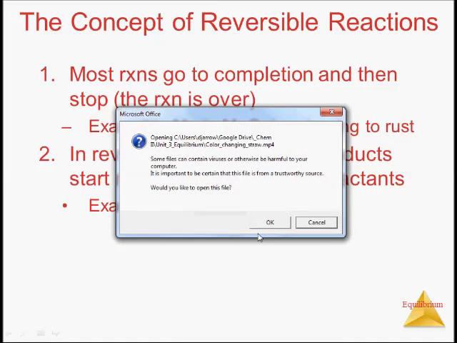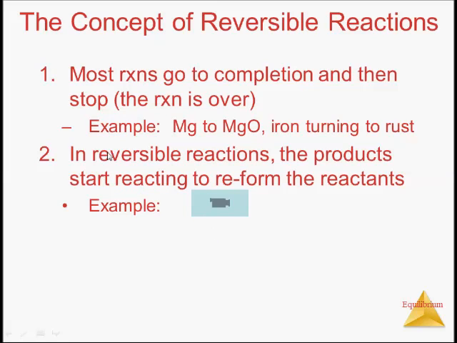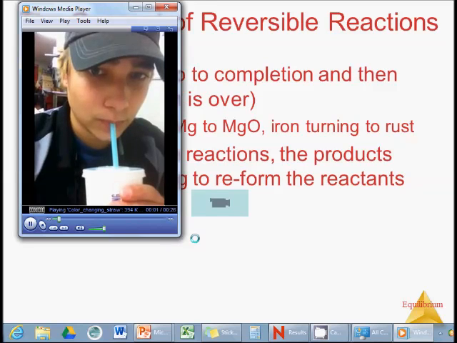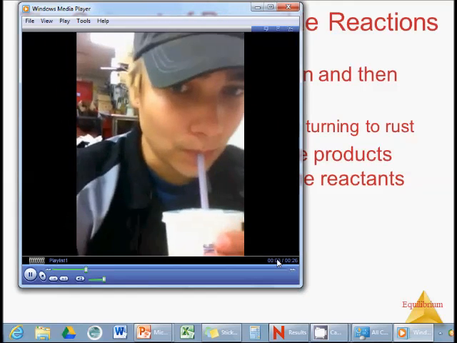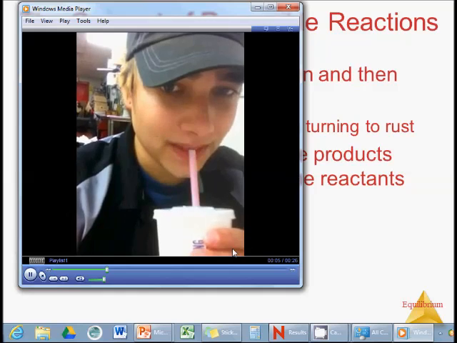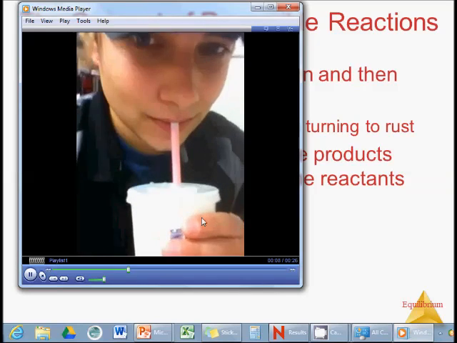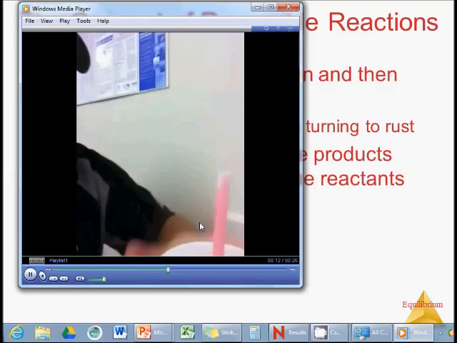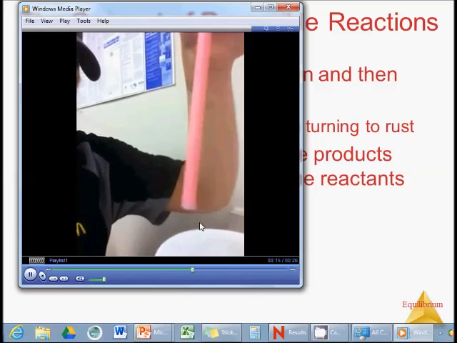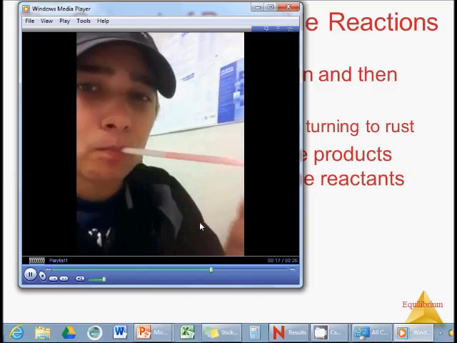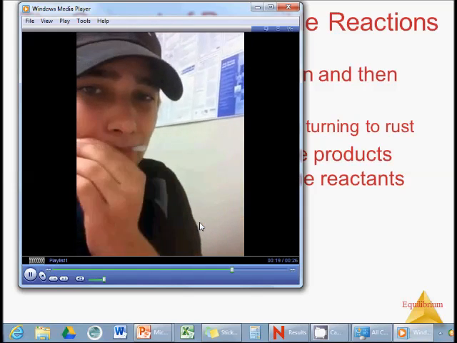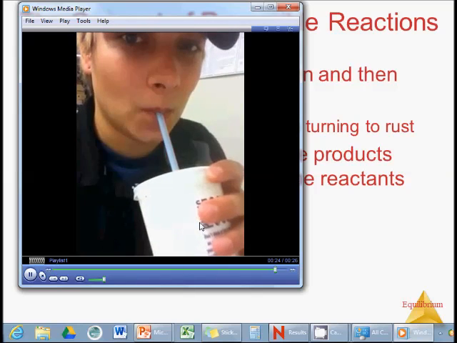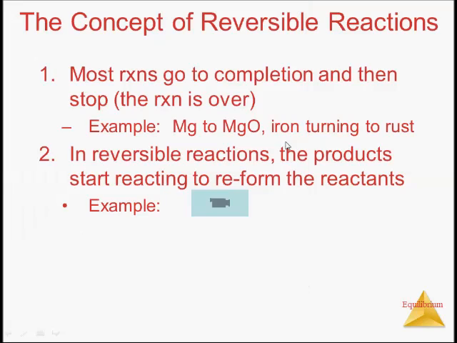And here's an example of one of those types. Some of you may recognize this. If you've ever been to Friendly's, they have these types of straws where there's a chemical reaction going on inside, and under some conditions it's red, and then we can get the blue back, then we can get the red back. So we have this back and forth reversibility between the red and the blue. One reaction goes one way to make the red color, another reaction goes the other way to make the blue color. So that is an example of a reversible reaction.